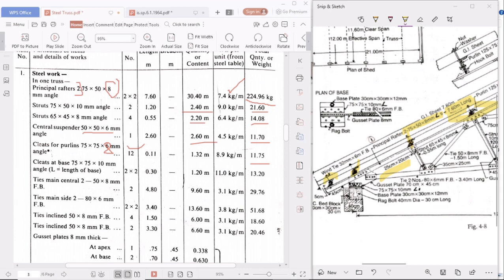Okay, so at the base we have, you can see that there is 2. At one section only there are 2 cleat angles. So here 2, another section 2, so the total is 4.